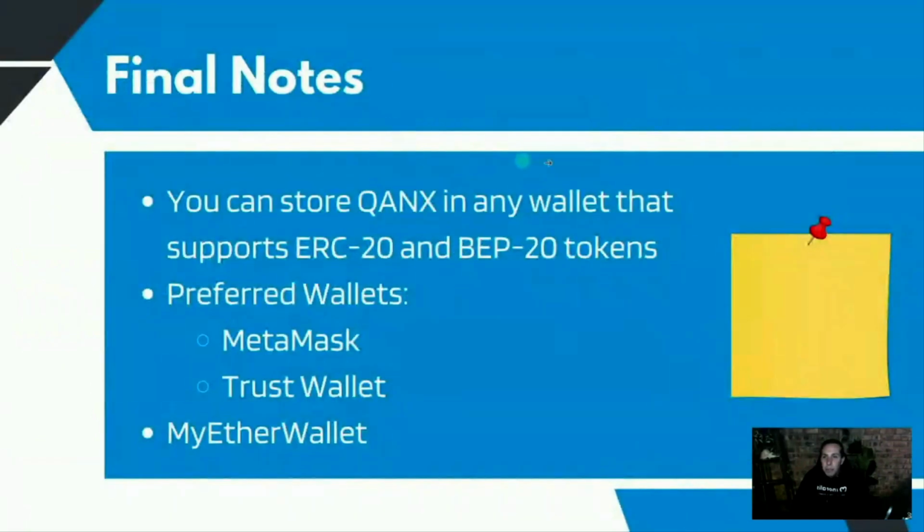So we're towards the end, and I just want to go through a couple of final notes, everyone. Number one, you can store QANX tokens in any wallet that supports ERC20 and BEP20 tokens. Your preferred wallets that support both are, guess what? MetaMask. But you also have Trust Wallet and then MyEtherWallet. There are a number of other wallets that you could use, but these are the ones that support both ERC20 and BEP20. And MetaMask needs no introduction to most people that are trying to adopt the Web3 ecosystem.